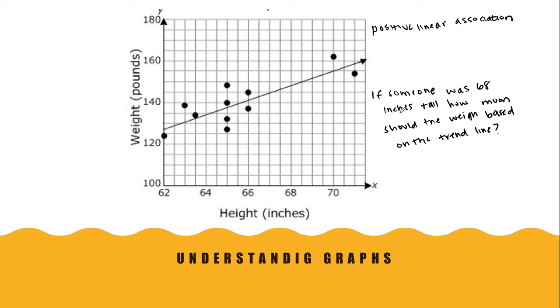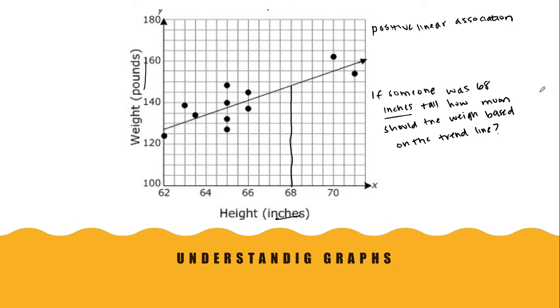Well, 68 inches tall, which axis is 68 inches? Inches. That's the x-axis. And here's also the thing that's going to trip a lot of people up. Pay attention to what the axis is. The y-axis is pounds. The x-axis here is inches. Well, I'm going to find 68 on my x-axis. And I'm going to choose 68, and I'm going to see where it lines up with the trend line. Bam. I hit my trend line.